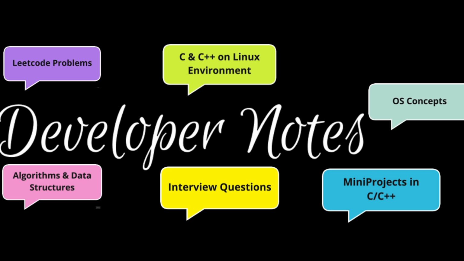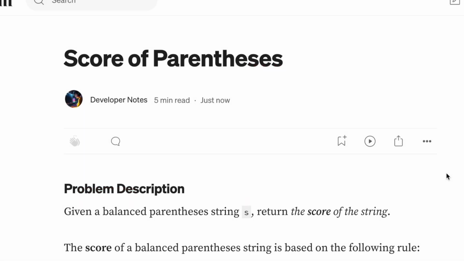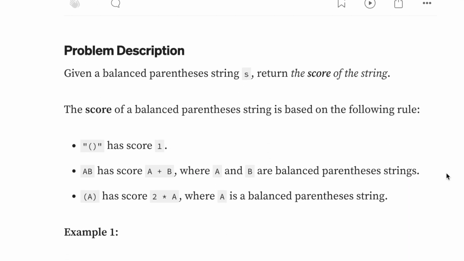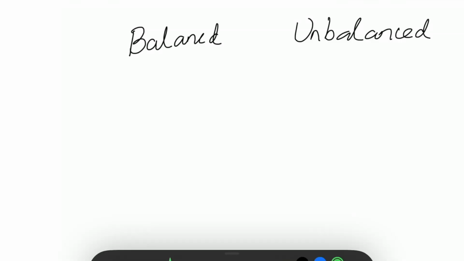Without much ado, let's look into one of the famous Leetcode problems, score of parentheses. This is the problem description. Given a balanced parenthesis string S, return the score of the string. The score of a balanced parenthesis string is based on the following rules. There are three rules given. Let's not get into details now. And there are three constraints. The rules and constraints are really important in any problem. Those are the clues.